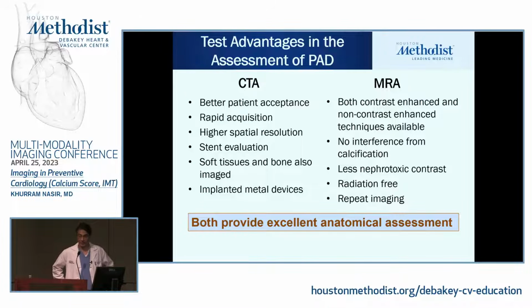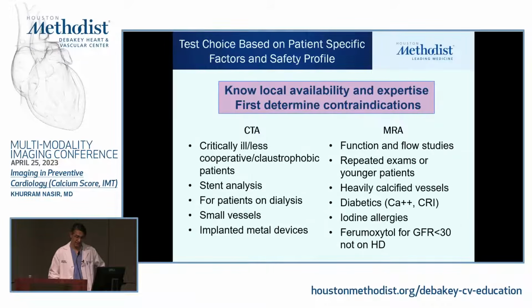When should you consider some strengths of MRA? We talked about, of course, the contrast MRA, but we have the non-contrast techniques. You really have no issues with calcium whatsoever. It's a less nephrotoxic agent, I would say. It's radiation-free, and it's great for repeat imaging because there's no radiation. And they all provide excellent anatomical assessment.